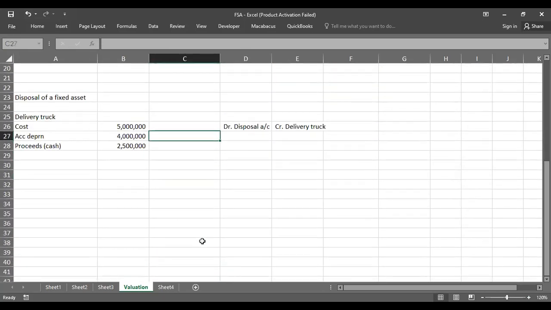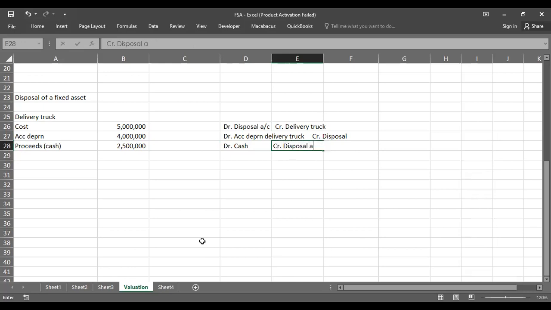Then you go to estimated depreciation. We say that you're going to debit estimated depreciation of the delivery truck, and then we credit the disposal account. Then finally, the proceeds. Of course, you're receiving the money, so it's showing a debit in cash, and then you credit the disposal account. So these are the entries you perform.